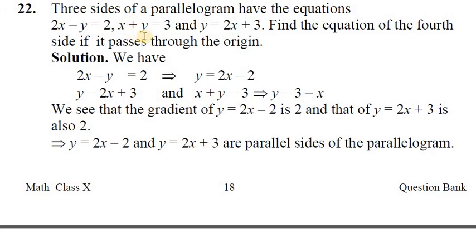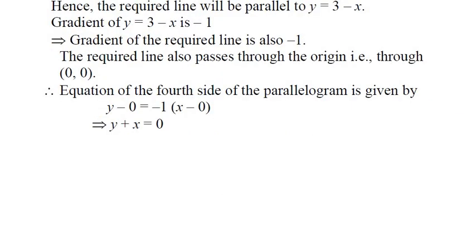Now what is the slope of the second line? If we express it as y equal to mx plus c, we will have the slope of this equation as minus 1. And knowing the slope of this equation, you can use it for the fourth line required, which also passes through the origin. So the slope of the second line is minus 1, and the fourth line, that is the line required, passes through the origin. So the slope is minus 1 and it passes through the origin.